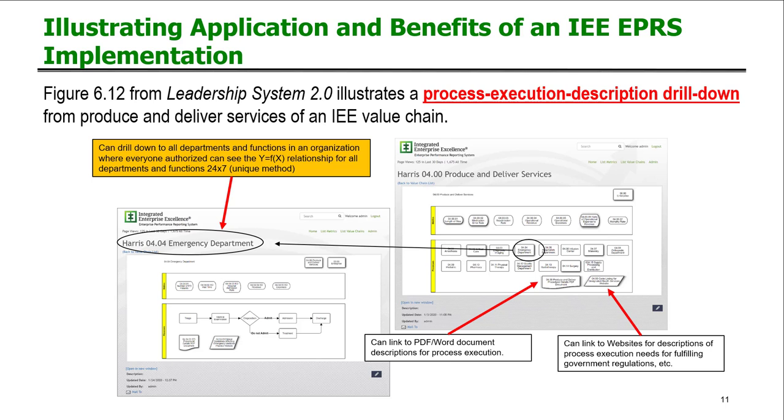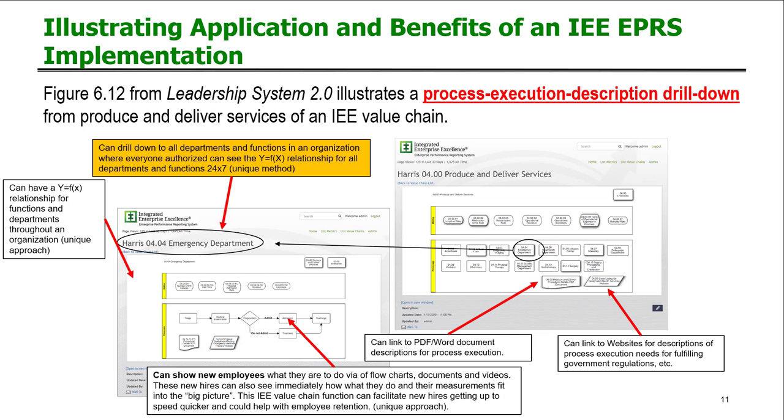We can drill down to all departments and functions in an organization where everyone authorized can see the Y equals a function of X relationship for all departments and functions 24/7. To repeat, we can have a Y equals a function of X relationship for a function and departments throughout an organization's structure.